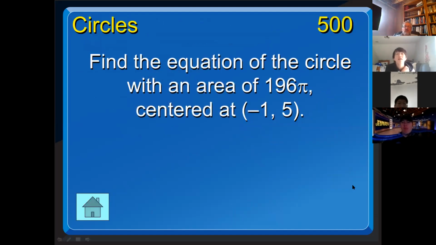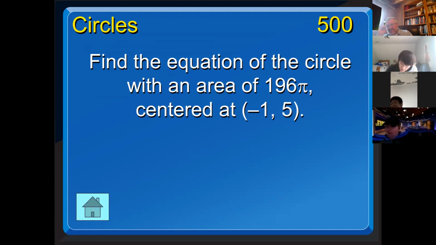Find the equation of the circle with an area of 196 pi centered at -1, 5. So again, the left side of the equation is very simple. It's the right side that can be a little tricky. Let me raise my hand first. Well, you have to give the answer right away if you're raising your hand. I'll give it right now.